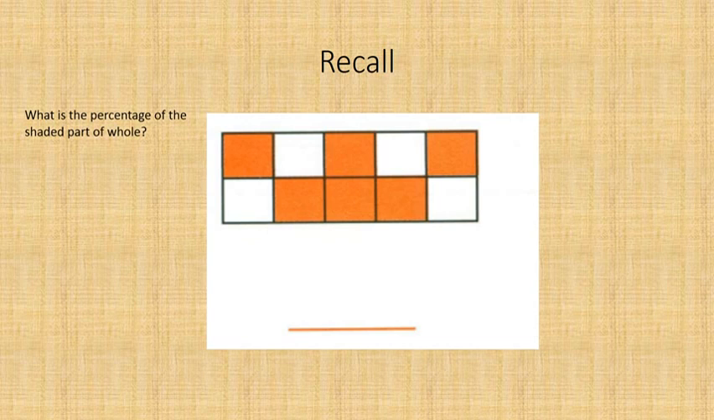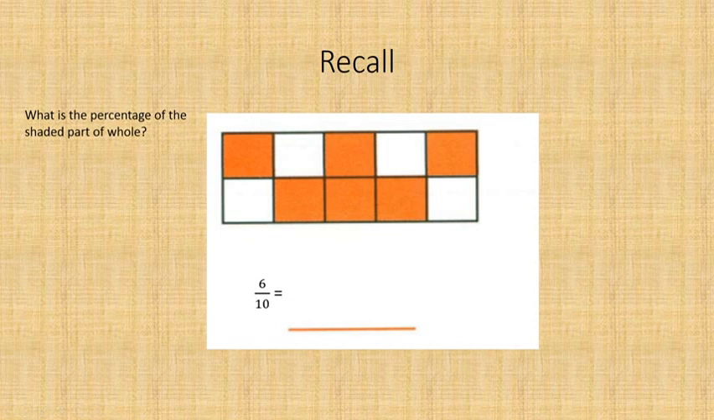So I'm just counting the number of squares shaded here: 1, 2, 3, 4, 5, and 6. 6 over the total number of squares, shaded and not shaded. So it's 1, 2, 3, 4, 5, 6, 7, 8, 9, 10. So it's 6 over 10, which means that I need to calculate the percentage.